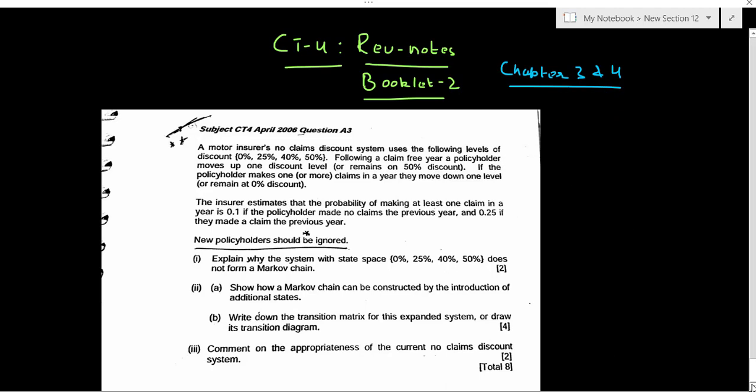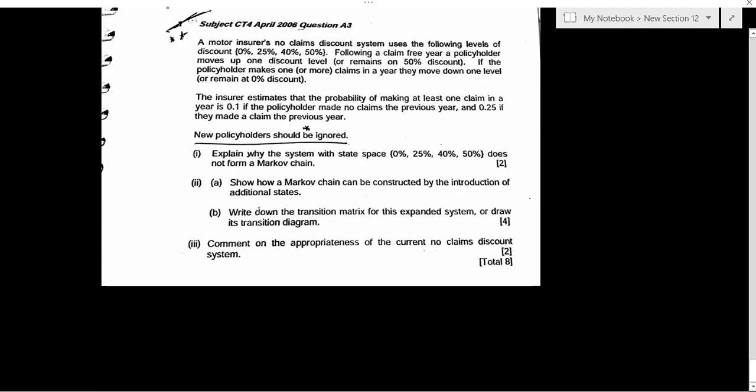Okay, so let's start looking at a few questions, and this is the first question that I'm taking: subject CT4 April 2006, question number A3. Okay, so let's look at this. It says that a motor insurer has a no claim discount system and it uses the following levels of discount. Okay, so there are 4 levels of discount given here: 0%, 25%, 40% and 50%.